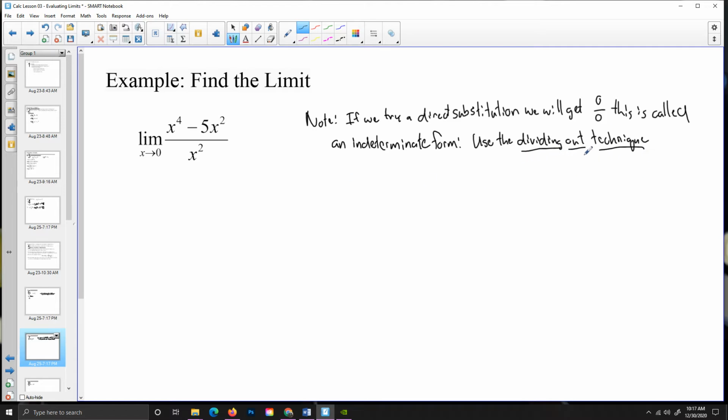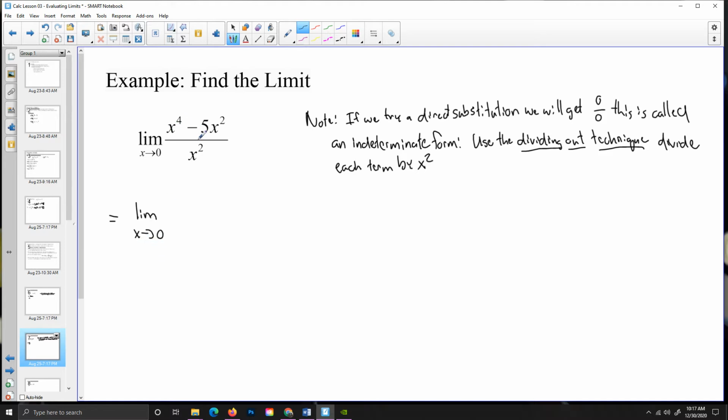And what the dividing out technique allows us to do is to divide each term by x squared. Now notice, x to the 4th, 5x squared, and x squared all have a factor of x squared. So since they all have a factor of x squared, we can divide that out. So we're going to do that. And I haven't taken the limit yet. I haven't evaluated it, so I still have to write it.